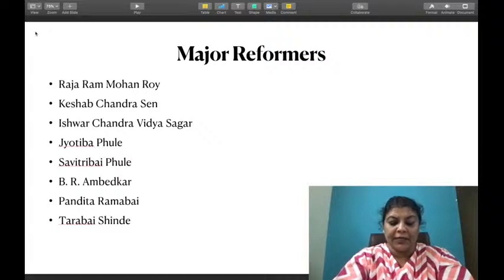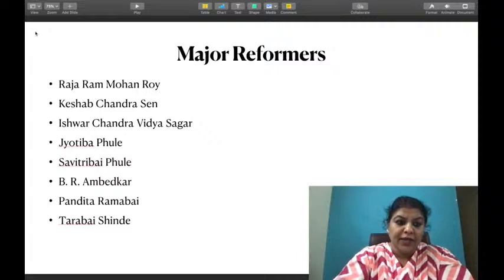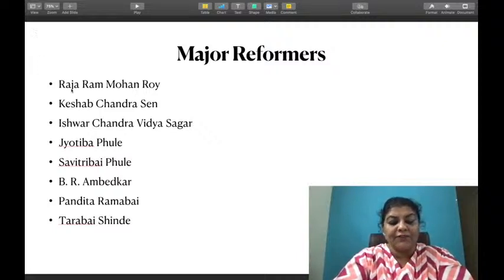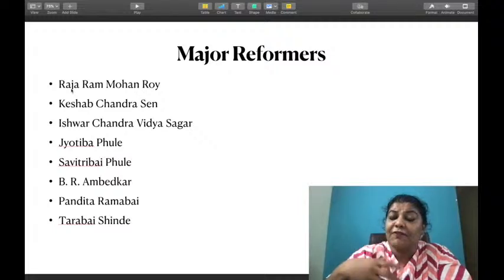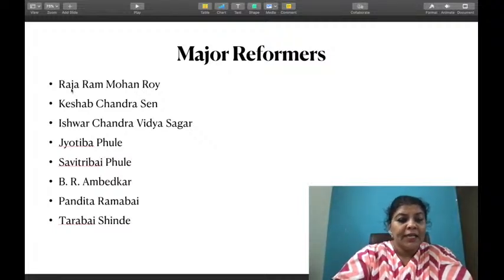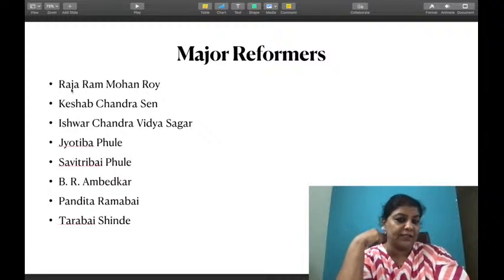First, Raja Ram Mohan Roy. Raja Ram Mohan Roy was a social leader and reformer, and he was one of the founders of Brahmo Samaj. All of us might have heard of Brahmo Samaj. It was a reform movement rooted in Hinduism. And he wanted to reform Hinduism. He wanted to change Hinduism. It was the Mughal emperor who gave him the title Raja, it seems.